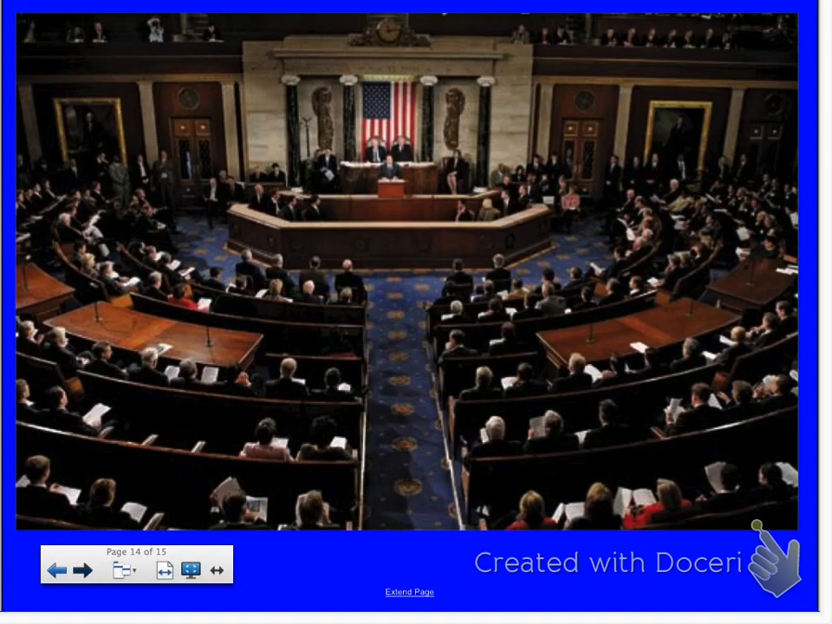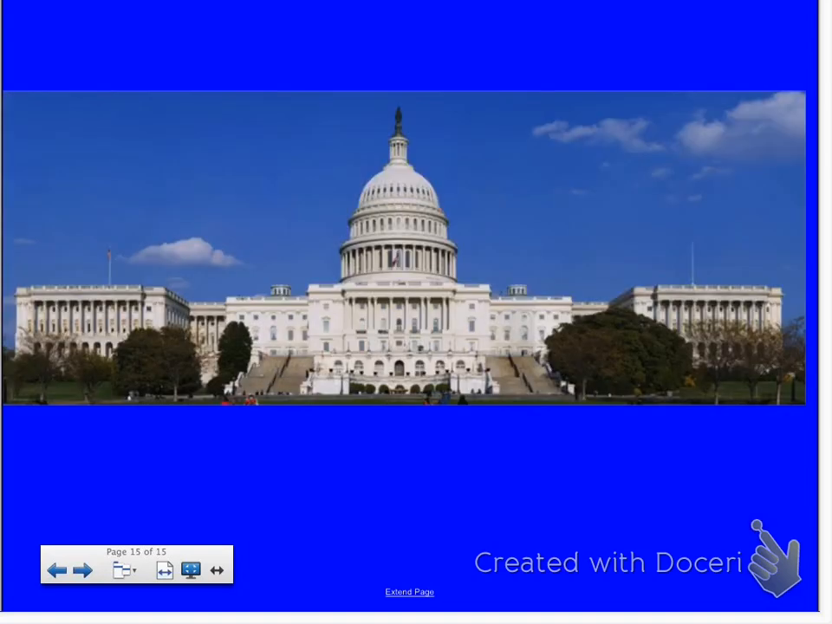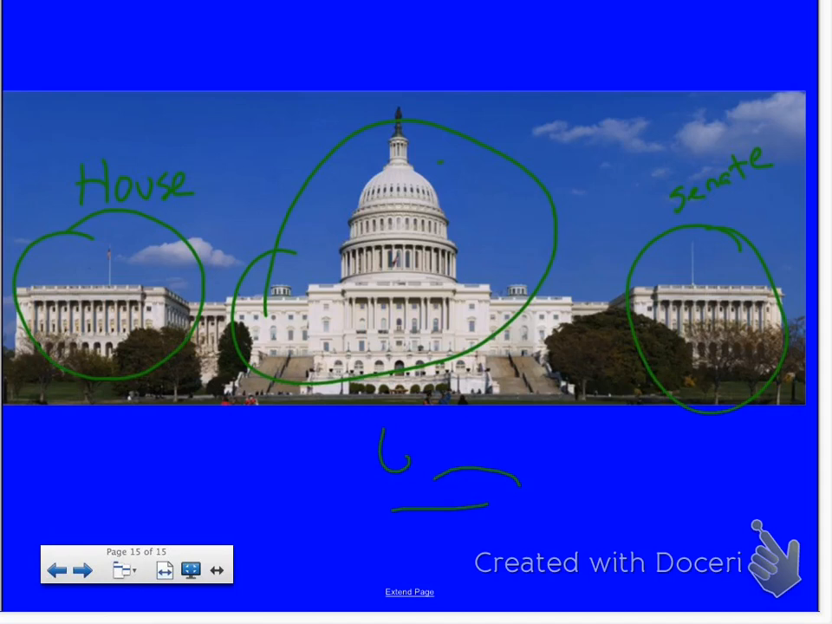Here is what it looks like on the outside. That is the Capitol building. This side is the House, and this is the Senate. And the middle is where the tourists go. We'll be going in there.